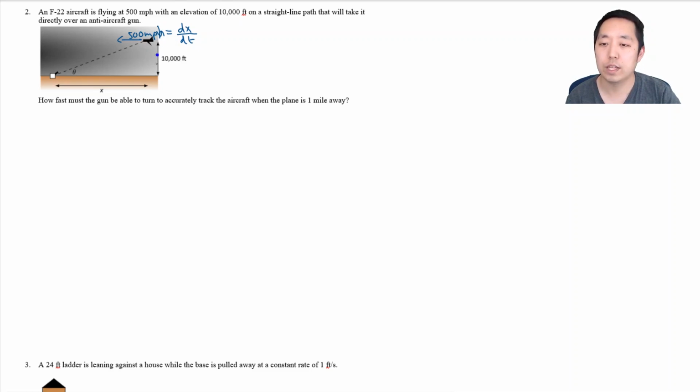With an elevation of 10,000 feet on a straight line path that will take it directly over an anti-aircraft gun. How fast must the gun be able to accurately track the aircraft when the plane is 1 mile away? Okay. So I want to know what happens when x is 1 mile away. That's 5,280 feet.